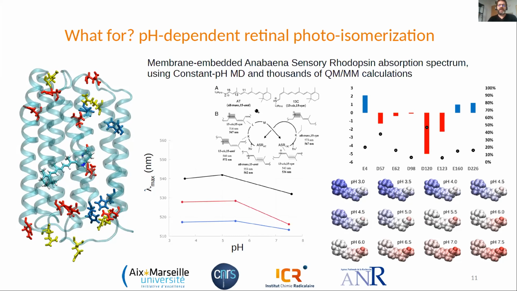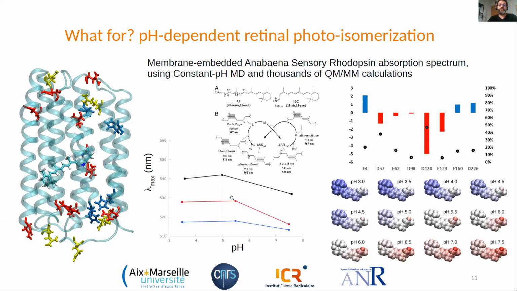And depending on the pH, the absorption spectrum maximum of this protein is changing, as you can see here on the black line. You see there are some tiny shifts, a few nanometers red shift going from acidic to pH 5, and then a little bit larger blue shift going from pH 5 to pH 7. And actually, we have designed a protocol which is based on constant pH molecular dynamics simulations and thousands of QMMM calculations, with which we were able to reproduce this trend, as you can see here on the red line.